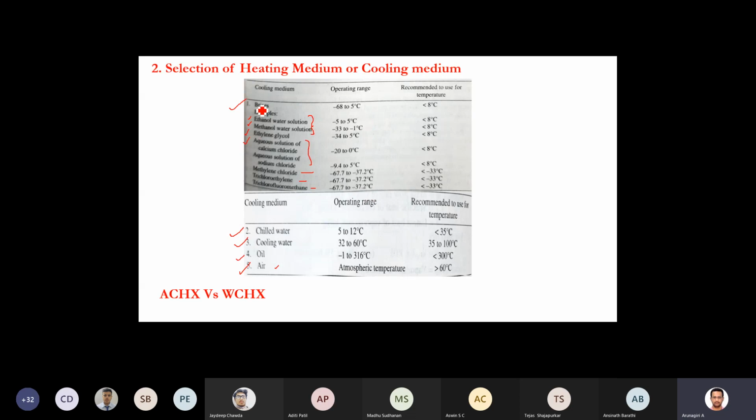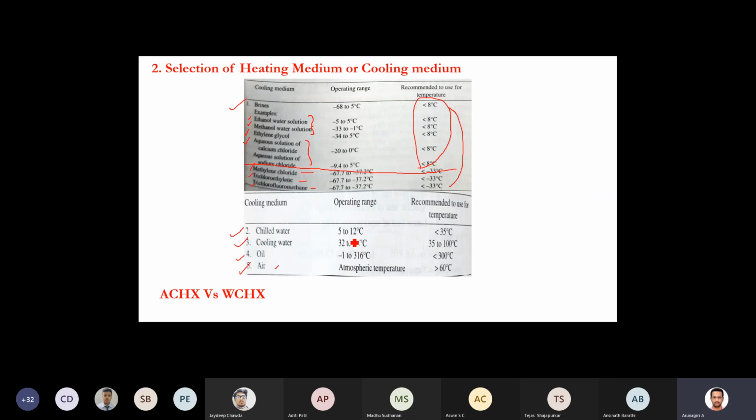in such cases we will go for these types of things, brines. Okay, the recommended temperature range is from 8 degree centigrade to minus 30 degrees centigrade. So you can use aqueous solutions for less than 8 degree centigrade. You can go for these things. Otherwise, if it is less than 0 degree centigrade, in such cases you can go for methylene chloride, trichloroethylene, and trichloro compounds.